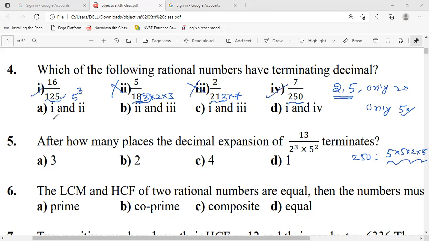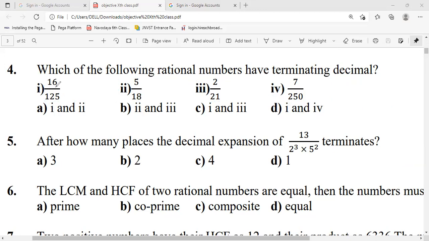So we can pick the answer from here. 1 and 4 is our answer. I think it is clear. Whenever they ask whether a decimal is terminating or not, we just take the denominator's LCM, or write the factors of the denominator. Then look whether it contains only 2's and 5's. If not, then simply you can say it is a non-terminating decimal.